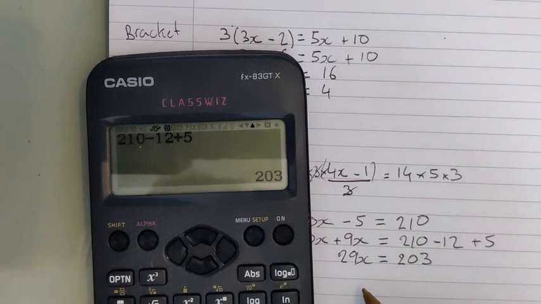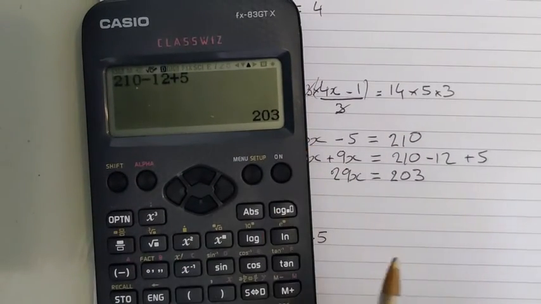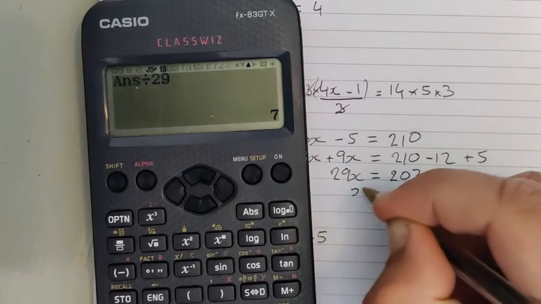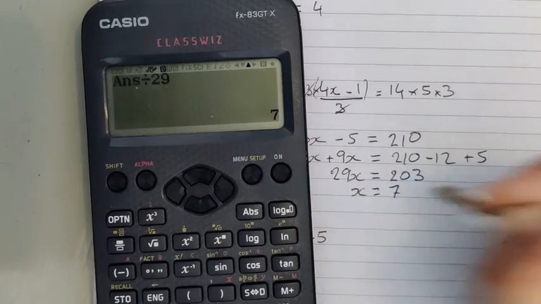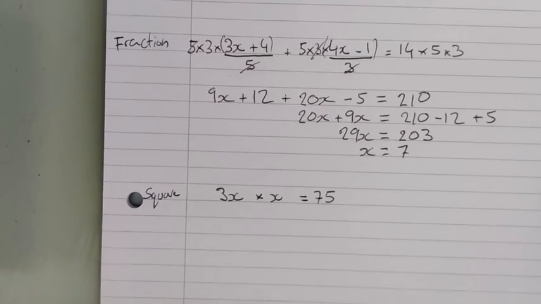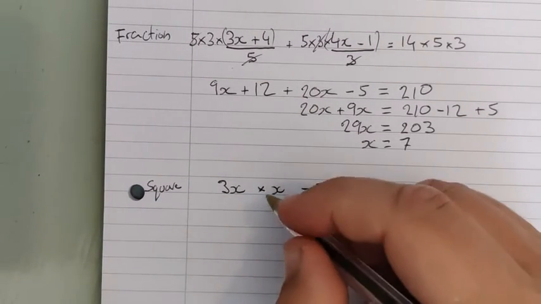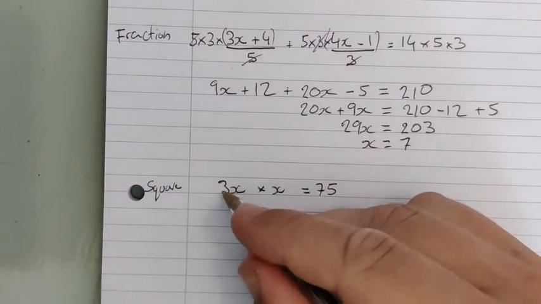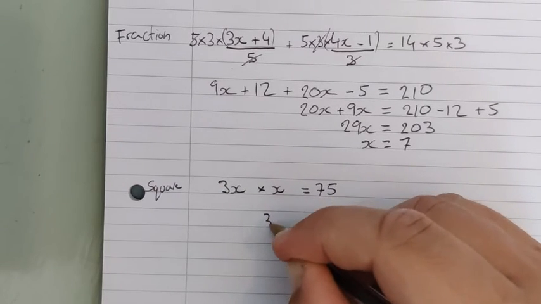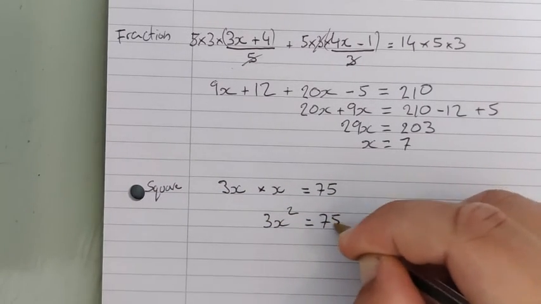We then divide both sides by 29. So 203 divided by 29 equals 7. So x equals 7. And then the last scenario is what to do when it's a square. So we want to solve this side first. So we know that would equal 3x squared equals 75.